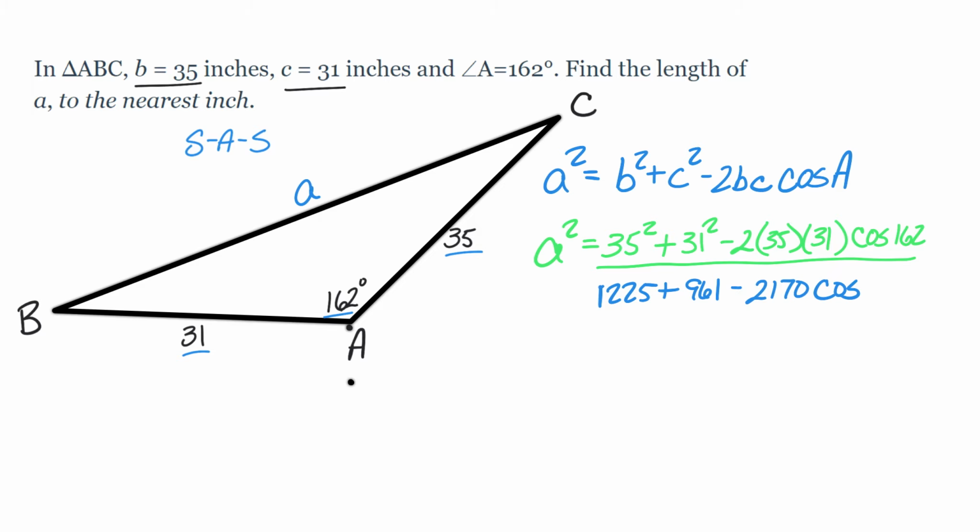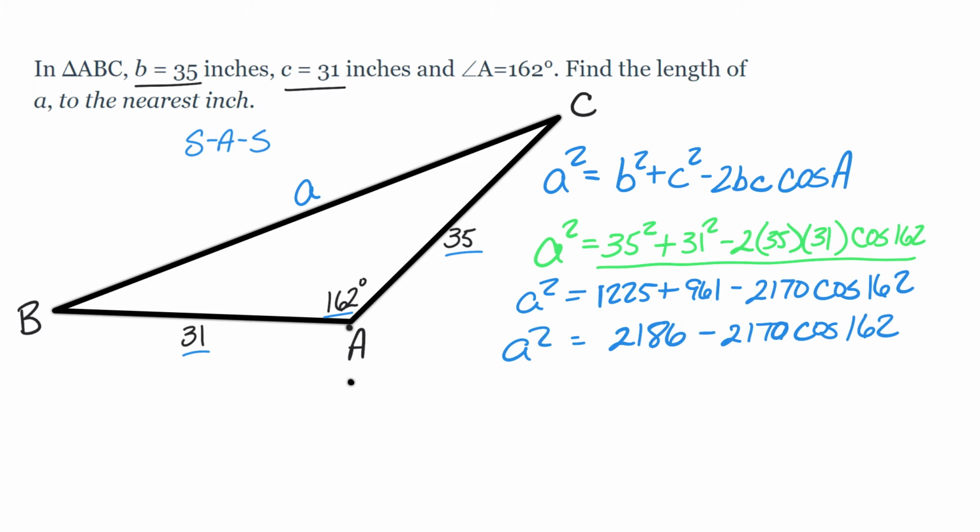Now, the temptation here is to want to come in and combine these three terms. But remember, the 2170 is part of cosine 162. So I don't want to do that. So I'm going to do 1225 plus 961. This is 2186 minus 2170 cos of 162. And I am going to put all of this in my calculator here because it's about to turn into a really funny looking decimal anyway.